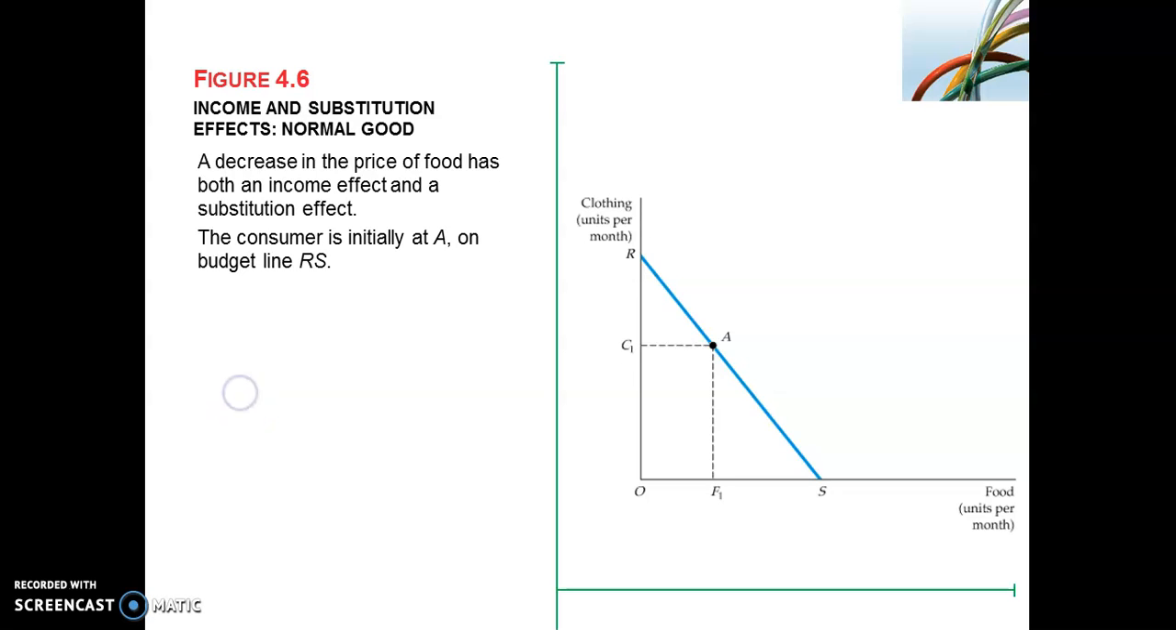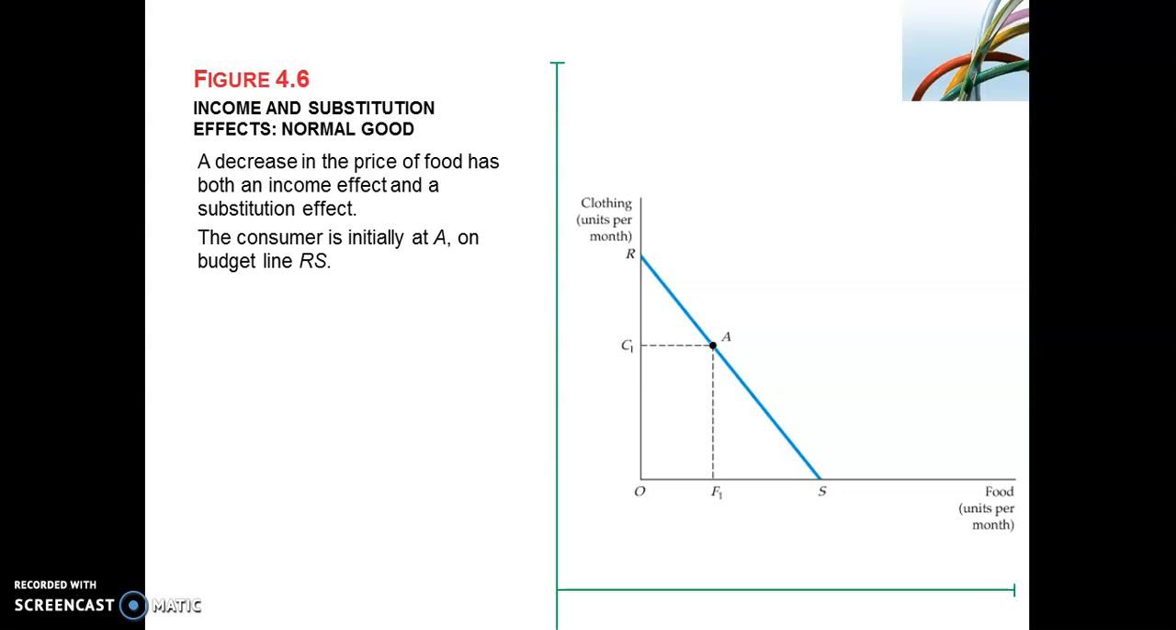We continue part 3 of the slides by looking at how the substitution and income effects can be applied to 3 various cases. That pertains to figure 4.6, 4.7, and 4.8. And that is a normal good, inferior good, and a special case called a Griffin good, respectively. Now, in figure 4.6, we begin by analyzing the income and substitution effects when there is a decrease in the price of food. So this scenario is for a normal good.